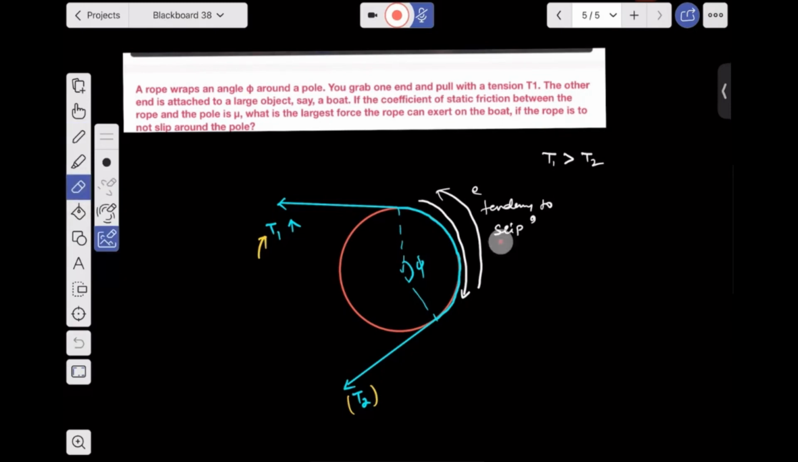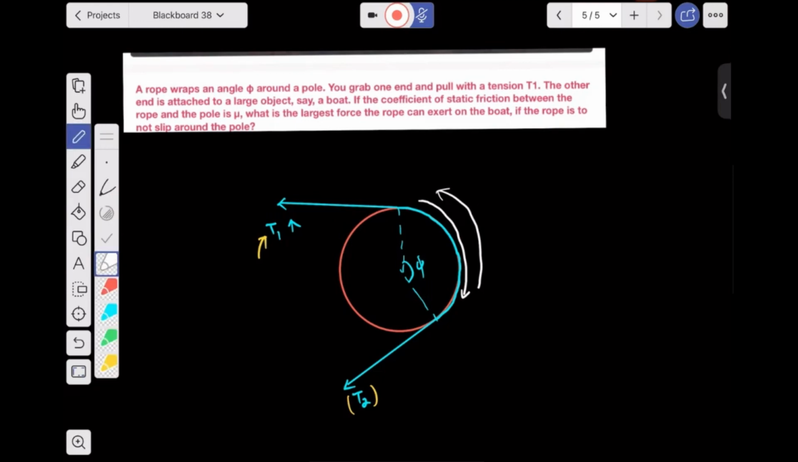Slipping tendency towards the T2 side means the force applied at the point which is attached to some heavier object, like a boat, is more than the force that we are applying on the other end. If the slipping tendency is in our clockwise sense, then the friction force acting at the limiting case will be maximum, in the anti-clockwise sense. In that situation, we are going to have T2 maximum. So whenever T2 is maximum, slipping will be happening towards the T2 side.